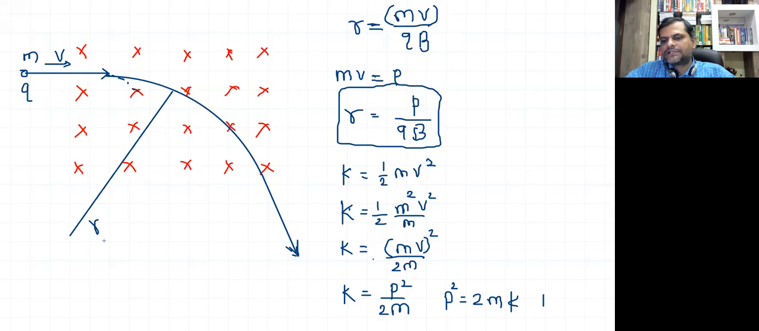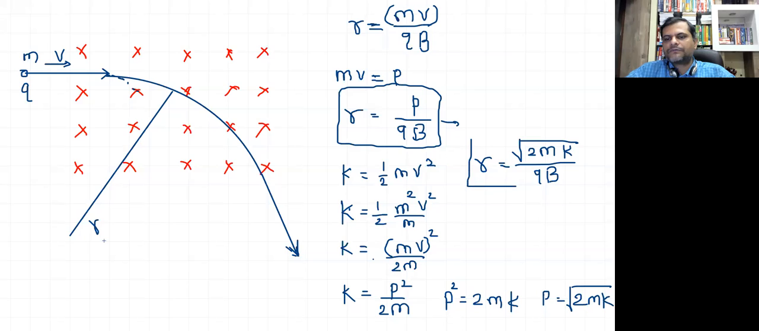So we can get the expression for p, that is equal to root of 2mK, right? And if we use this value of p here in this equation, then we get another equation for r, radius, that is r is equal to p के बदले आ जाएगा root of 2mK upon qB, correct है? So this is going to be actually the equation for radius in terms of kinetic energy.